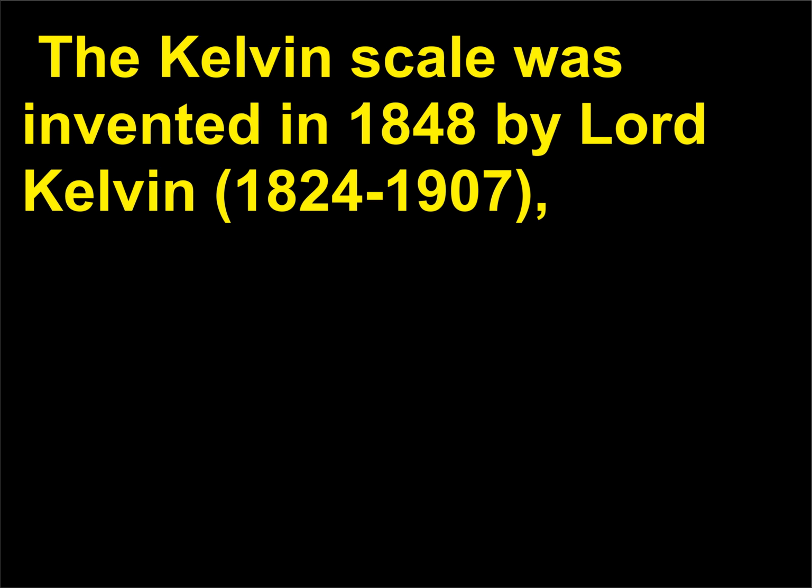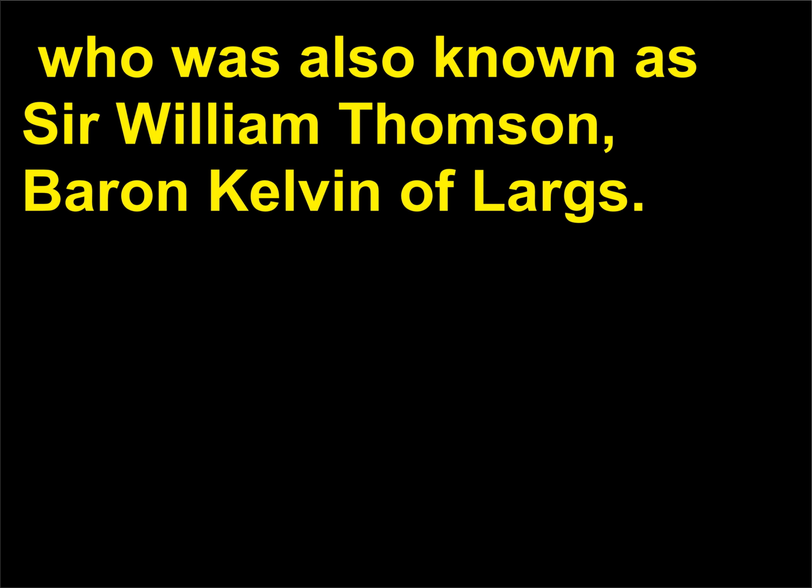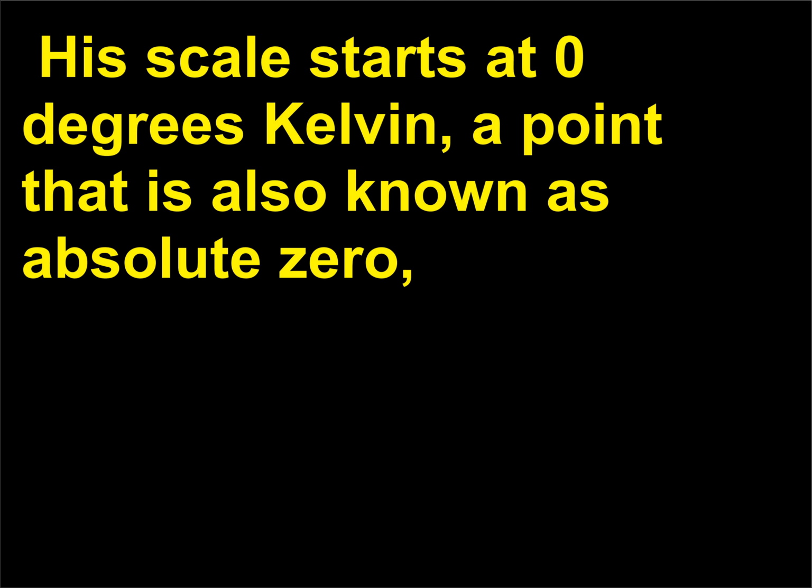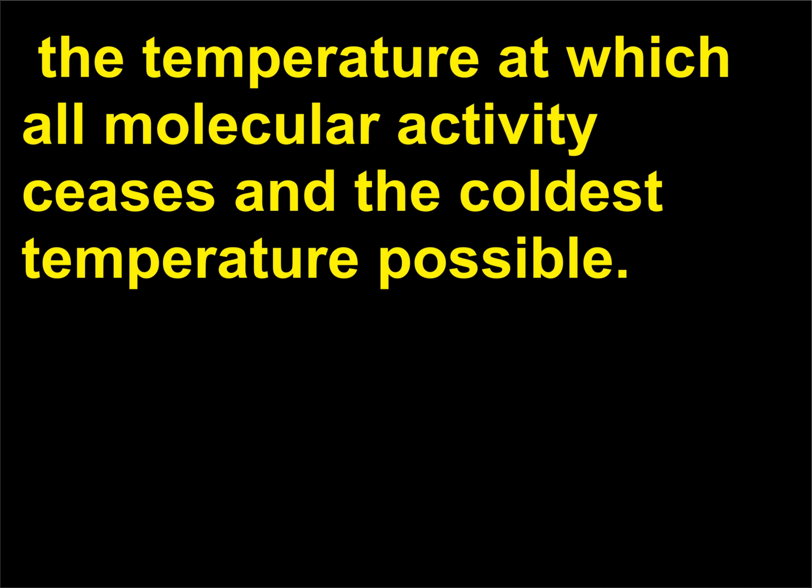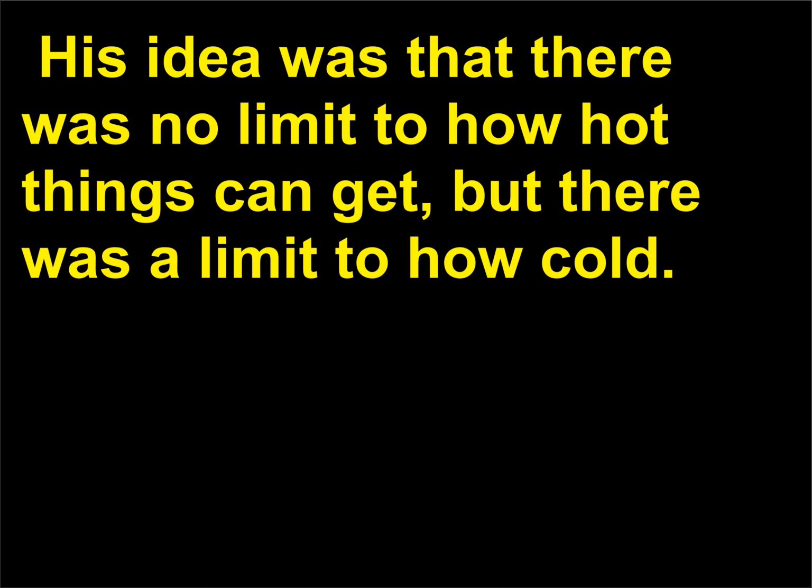The Kelvin scale was invented in 1848 by Lord Kelvin, 1824 to 1907, who was also known as Sir William Thomson, Baron Kelvin of Largs. His scale starts at 0 degrees Kelvin, a point that is also known as absolute zero, the temperature at which all molecular activity ceases and the coldest temperature possible. His idea was that there was no limit to how hot things can get, but there was a limit to how cold.